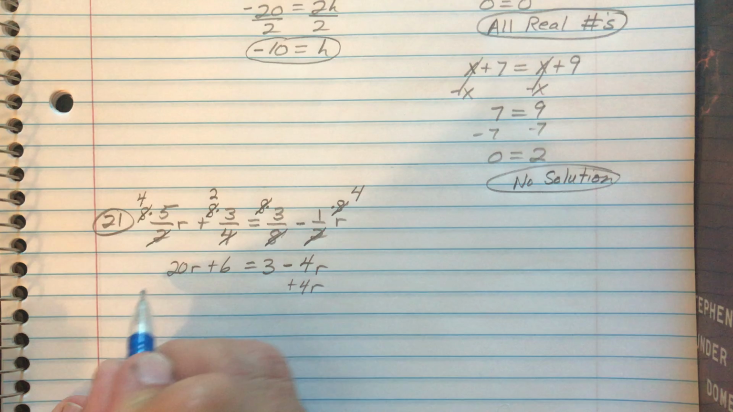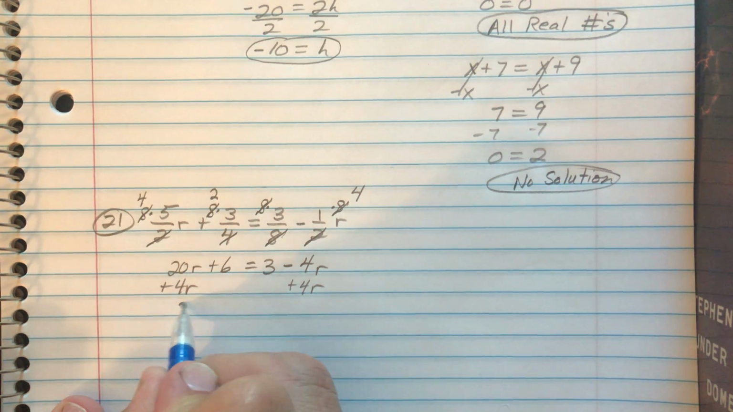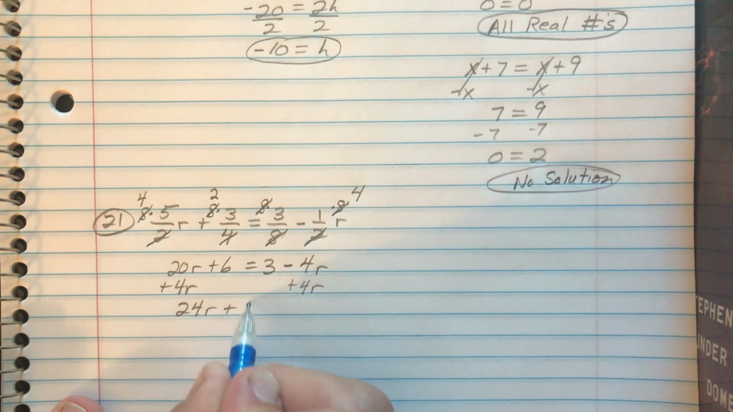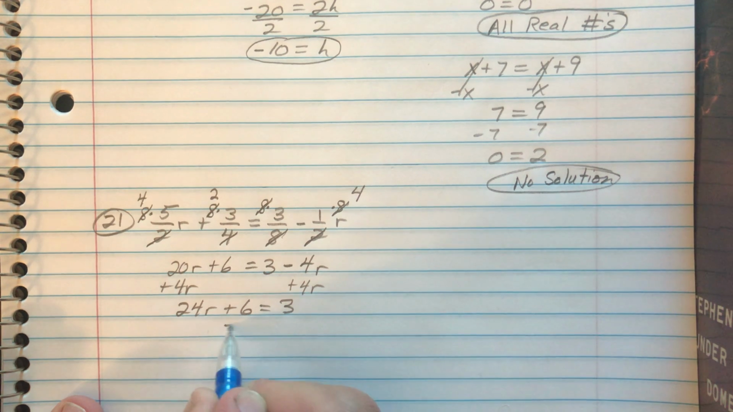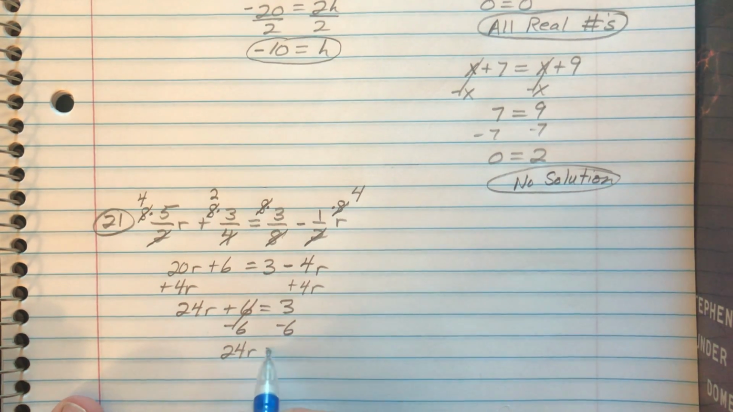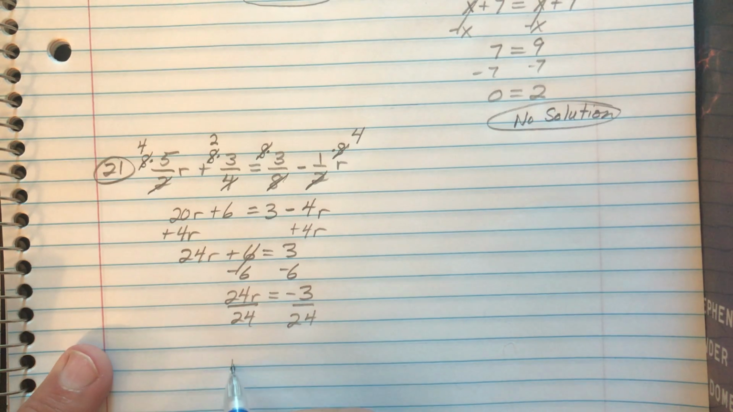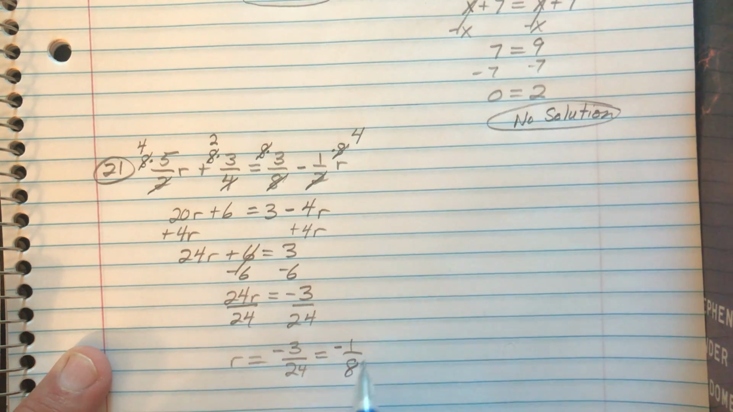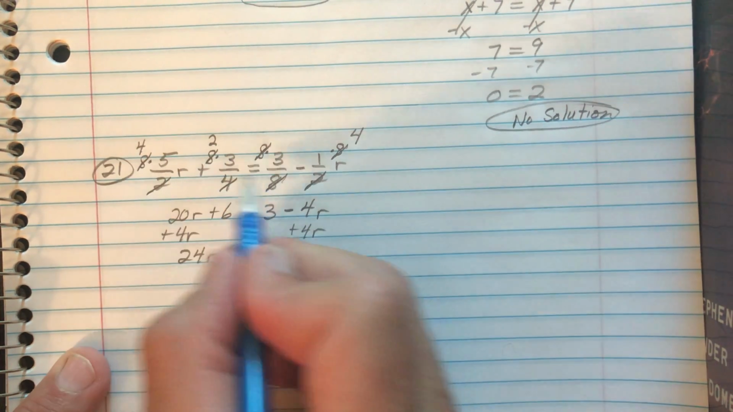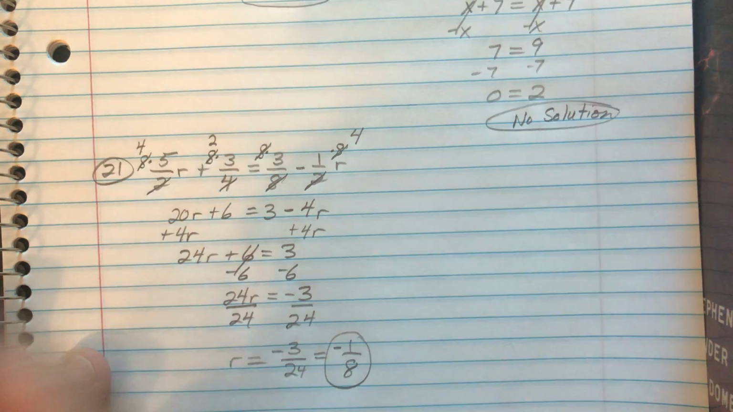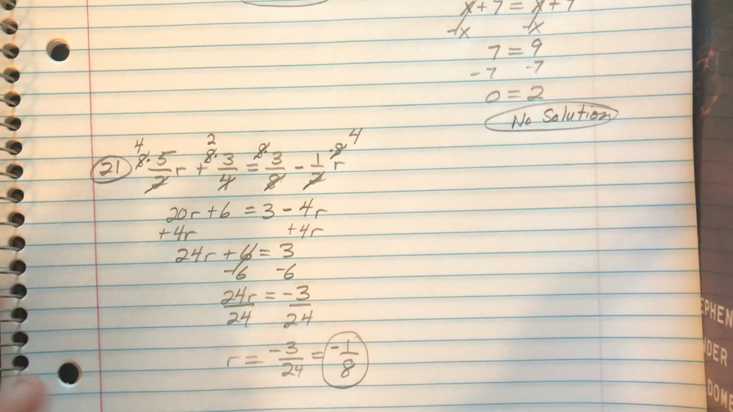Maybe I'll add 4r to both sides. 24r plus 6 equals 3. And I'll subtract 6 from both sides. 24r equals negative 3. Divide both sides by 24. And our solution is negative 3 over 24, which is negative 1/8. And of course, take negative 1/8 and replace all the r's with it, and you should get the same answer on both sides.